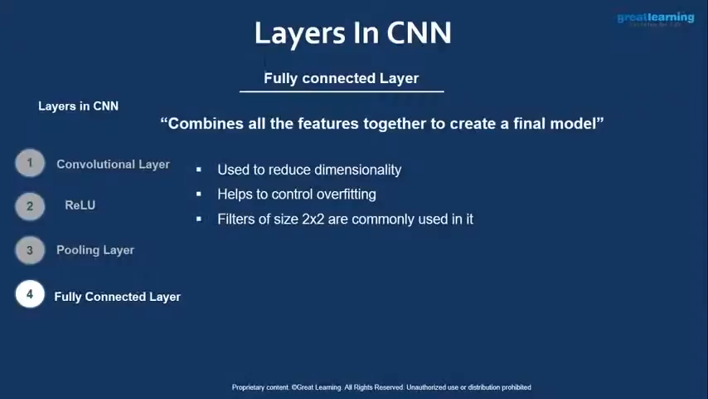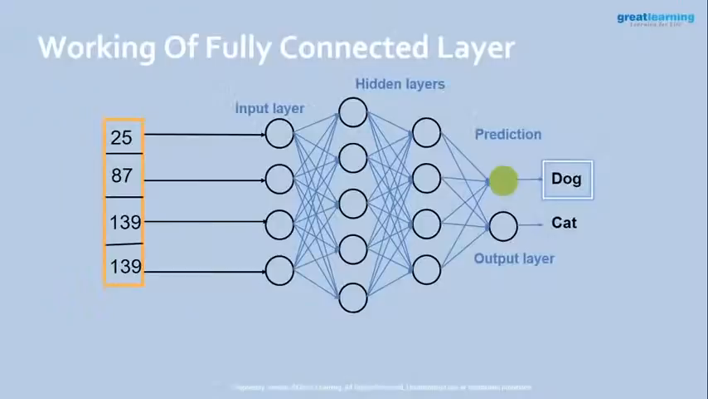Fine. So now let's have a look at the last layer we have in CNN. Lastly we have the last layer, that is the fully connected layer. Now I have 4 pixels, so I can process them, and that will not take a long time. In the fully connected layer, I reduce the dimensionality. It helps to control overfitting, and the filter size can be 2 by 2. Now let's have a look at the fully connected layer. You can see the input I have is 25, 87, 139, 139.